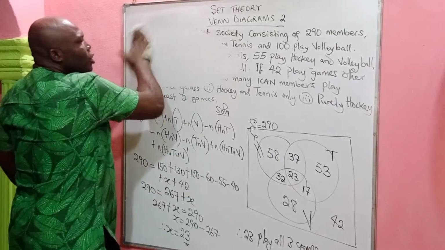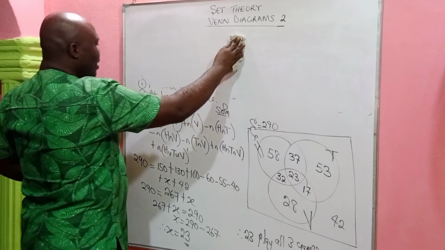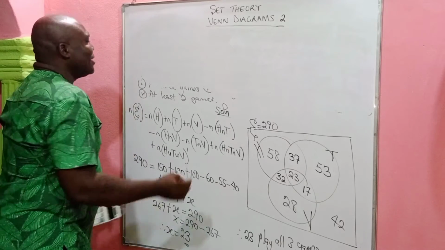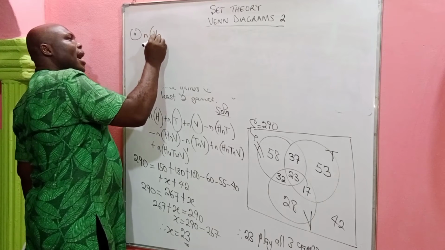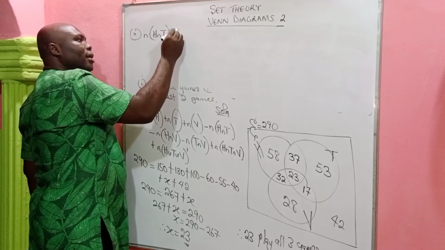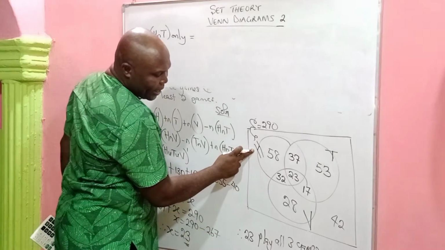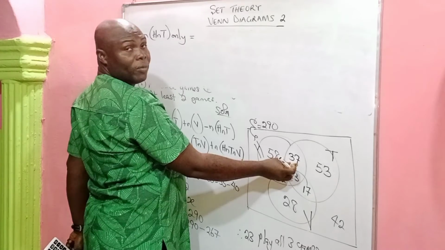So they now ask how many play hockey and tennis only. The number that play hockey and tennis only. Those that play hockey and tennis only are now 37 in number because we've done the adjustment. So that will be 37 members. Alright, please take note of that.